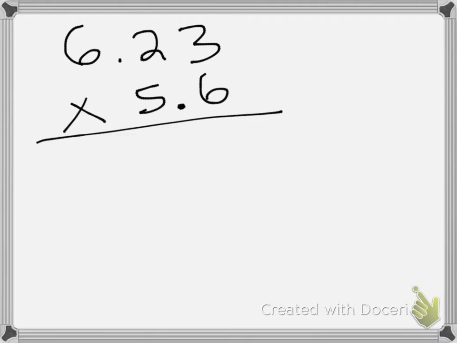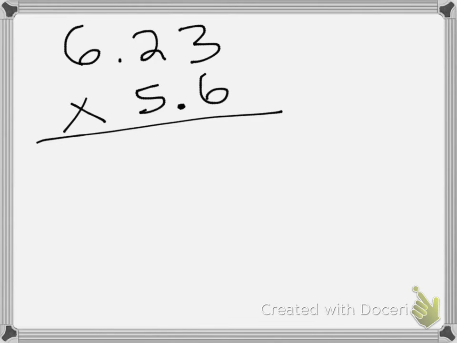Our first problem that we're going to look at is 6 and 23 hundredths times 5 and 6 tenths. And if you remember, when we are multiplying with the decimal, this is where you do not have to line up the decimal. This is the one operation where we don't line up and we place it at the end. We take a look and we can estimate that we've got 6.23 times 5.6.